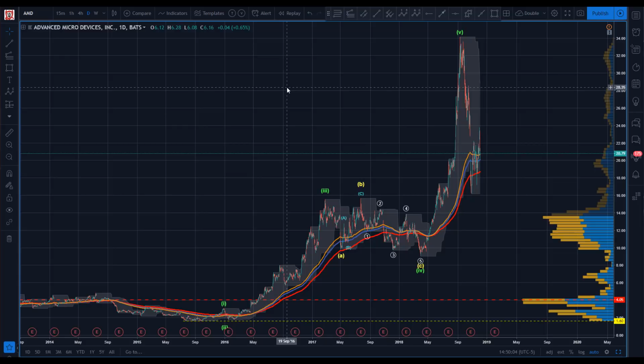This is by request. We've got a very active membership participating in equity trading here. So by request, here is a look at Advanced Micro Devices.